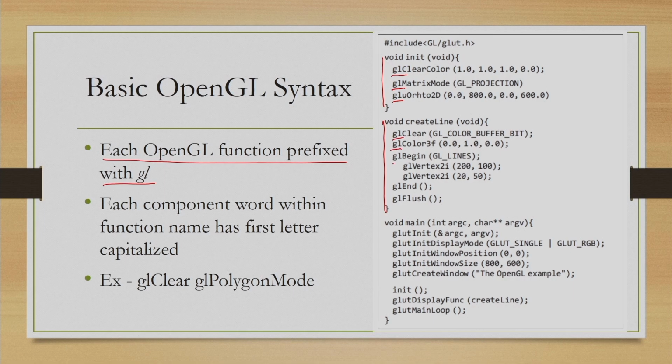It indicates that this function is an OpenGL function. Each component word within the function name has its first letter capitalized, like here C is capitalized. In all these cases, as you can see, matrix M is capitalized, and so on. So, that is the syntax of an OpenGL library function. It starts with GL and each component word within the function name has its first letter capitalized.